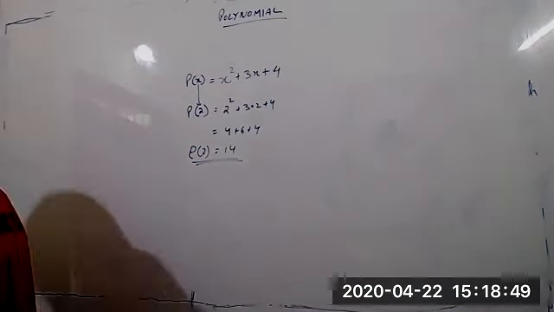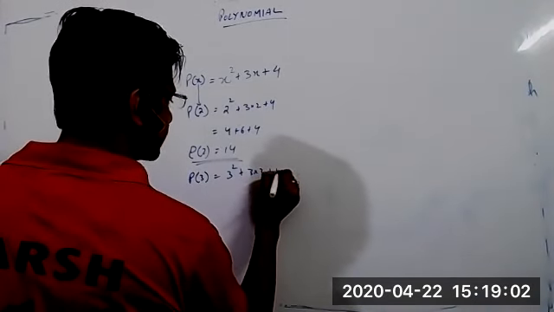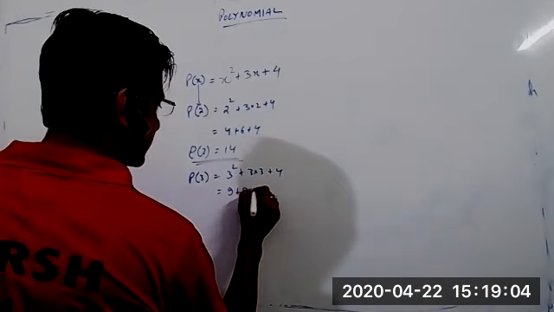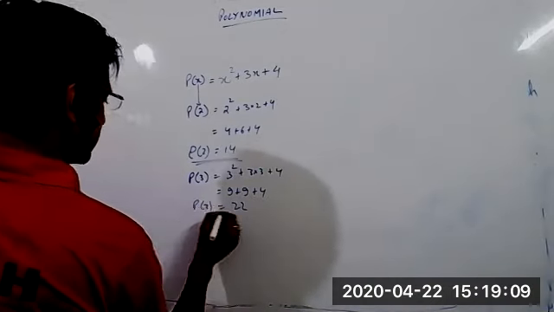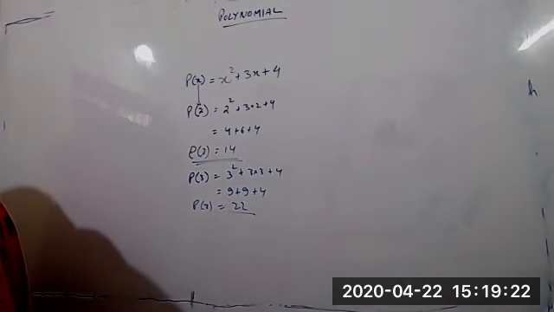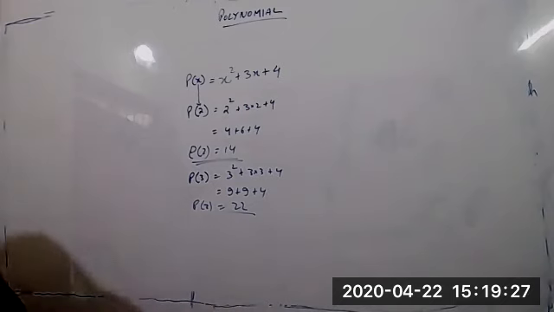Clear? Yes, sir. If they say p(3), what you have to do? 3 square plus 3 into 3 plus 4. 9 plus 9 plus 4. 18 plus 4, 22. Value is 22. That's it. Nothing you have to do. Just have to replace the value of x with that value and find what value you are getting. Is it clear? Yes, sir. Okay. So this is the value of polynomial you are finding.